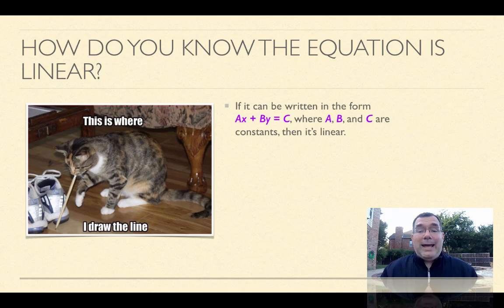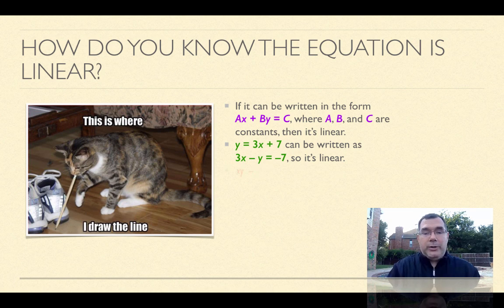If you can write it as some constant a times x plus another constant b times y equals a third constant c, then it is a linear equation. It doesn't mean that it has to be in that form already, but I need to be able to convert it to that form. So if I have something like y equals 3x plus 7, it's not in the right form, but if I convert it algebraically, I can make it look like 3x minus y equals negative 7, which is exactly the form I'm looking for. So that is a linear equation.